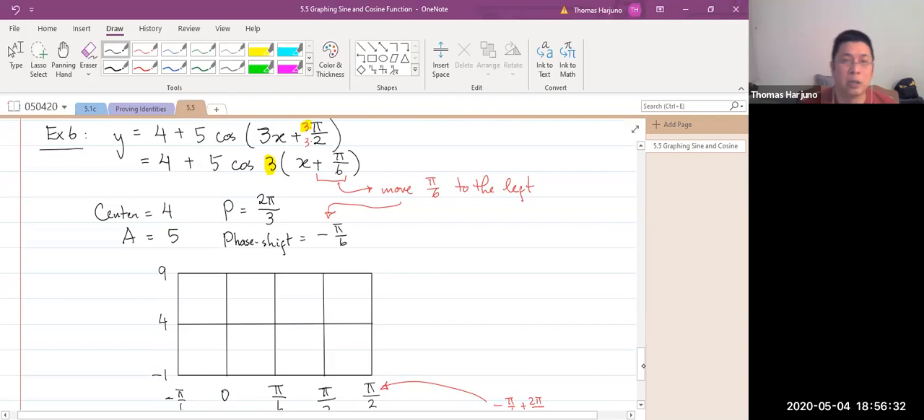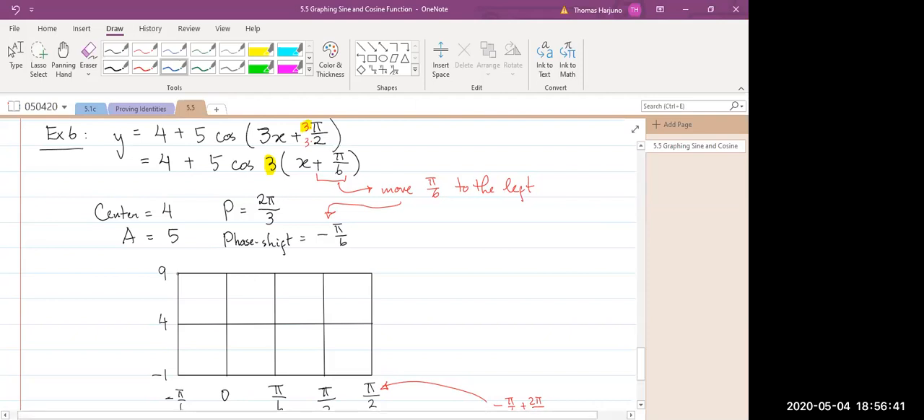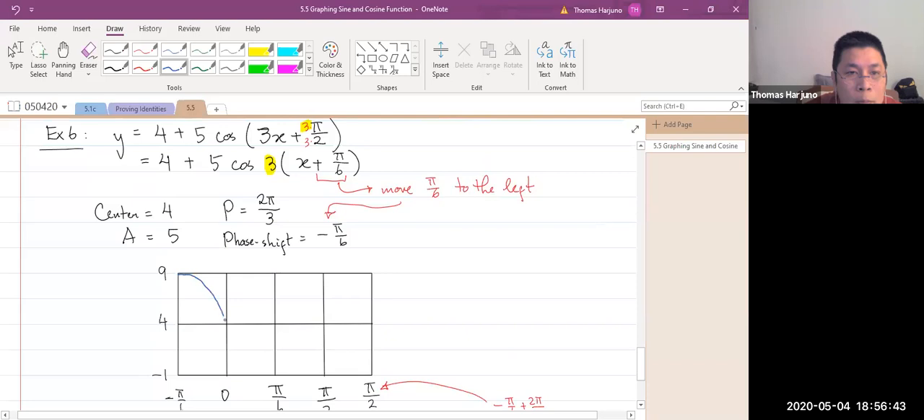Now, this is the graph of cosine. So where do I start? From the top or middle or bottom? The top. From the top. Boom.